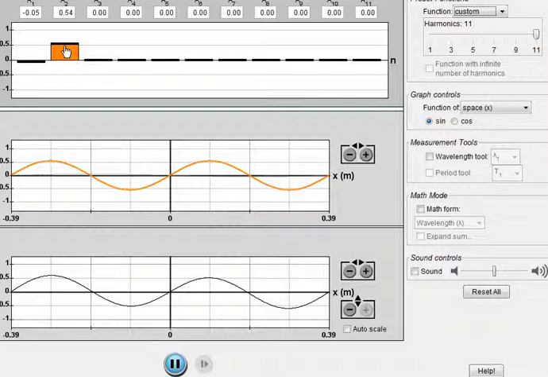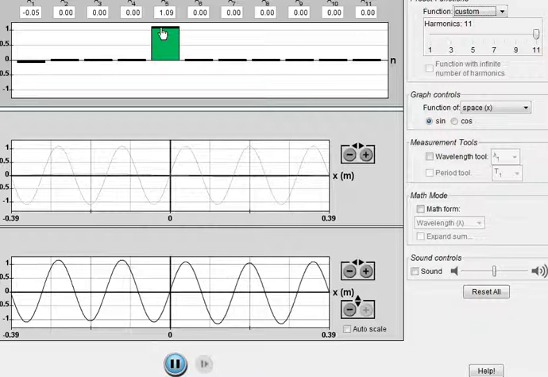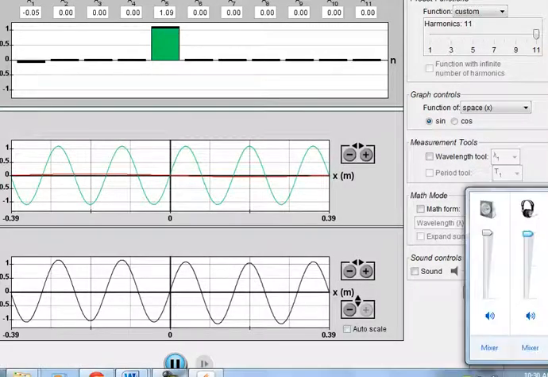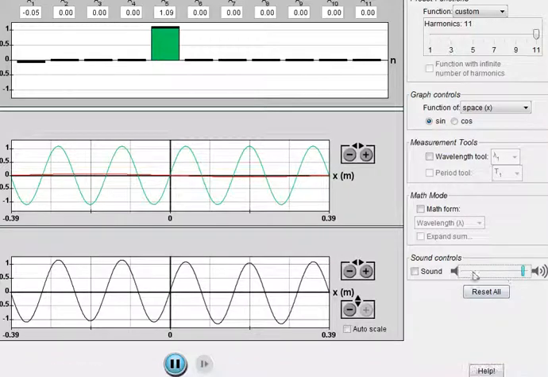So what I'm going to do is start with a frequency that we can hear. Still can't hear it. Can't hear anything. Why can't we hear anything? Volume's at half. Where's volume? Sound control's volume. Oh, I didn't turn the sound on.